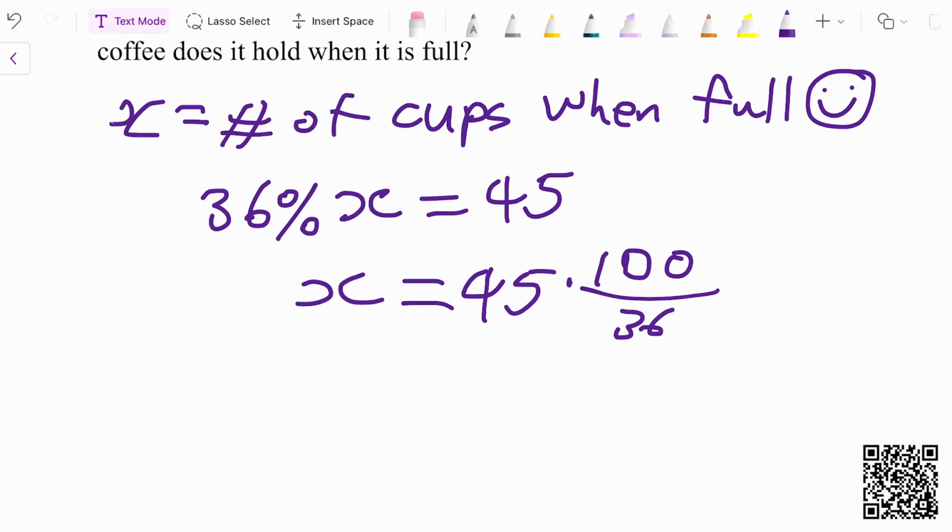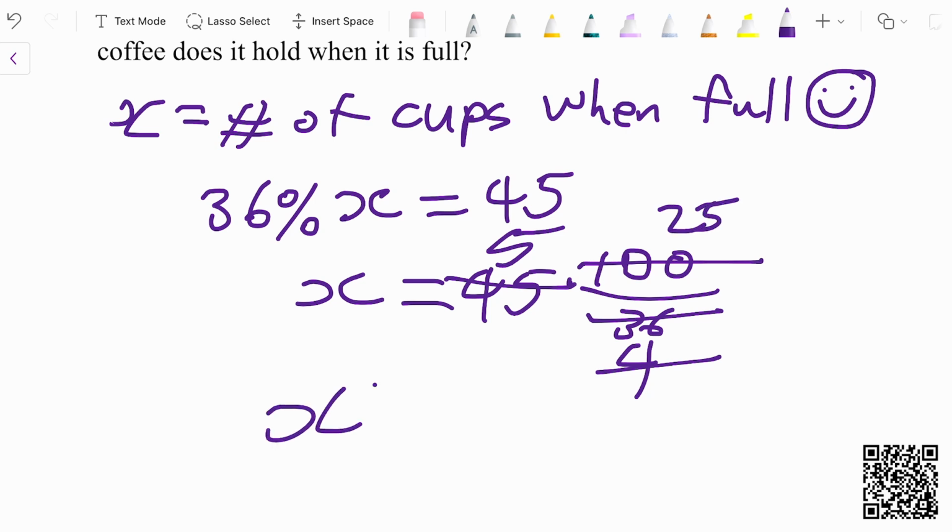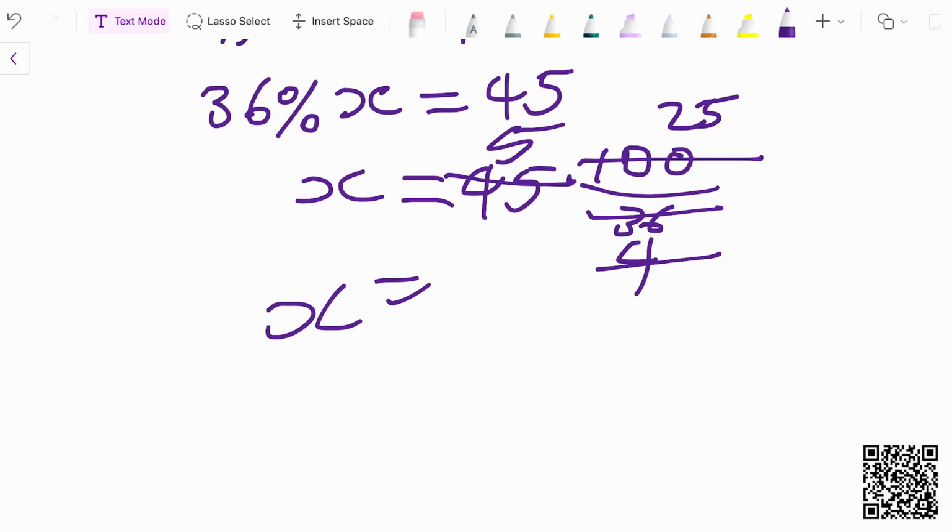Then, here, we are going to simplify by 9, because that's just the biggest one you can simplify by. That is obvious. And this is 5. Divide again, 25. So x is equivalent to 125.